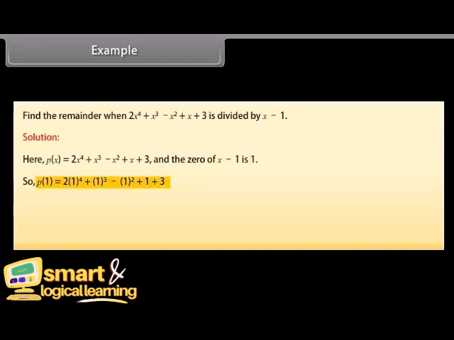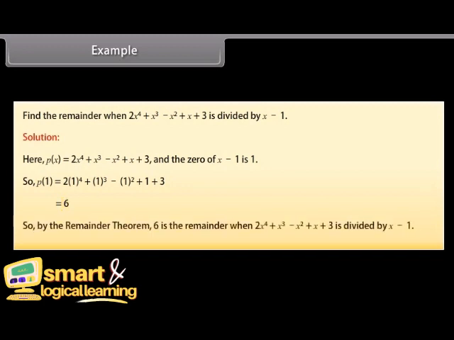So, p(1) = 1^4 + 1^3 - 1^2 + 1 + 3 = 6. So, by the remainder theorem, 6 is the remainder when 2x^4 + x^3 - x^2 + x + 3 is divided by x - 1.